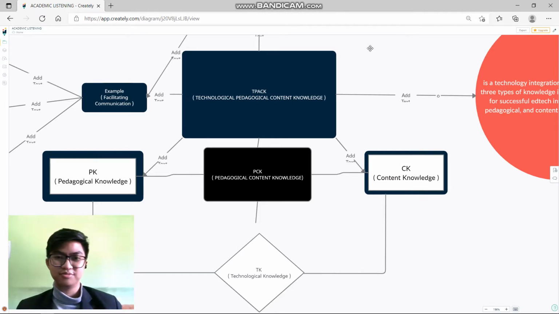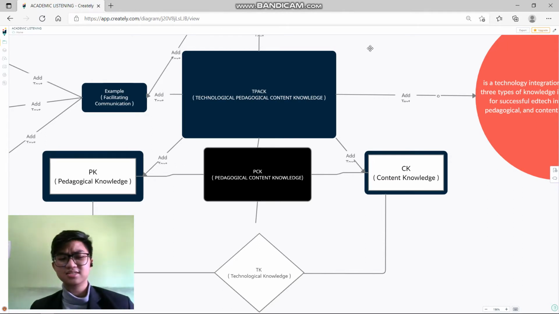I am Muhammad Nabhan Fuad. I want to describe this concept map. Okay, the first is TPACK, Technology Pedagogical Content Knowledge.